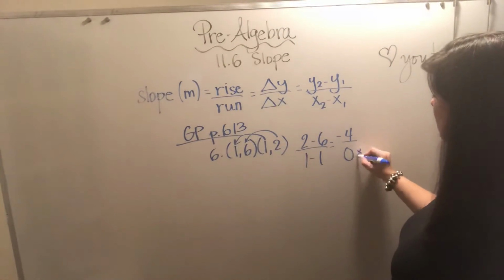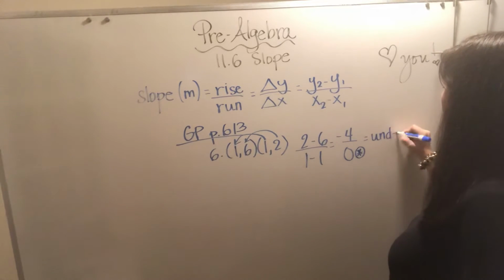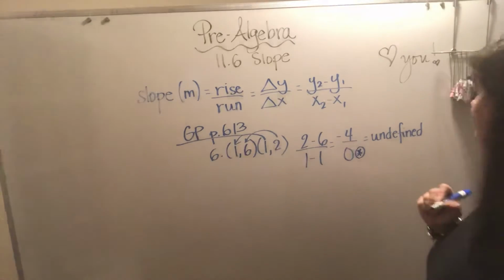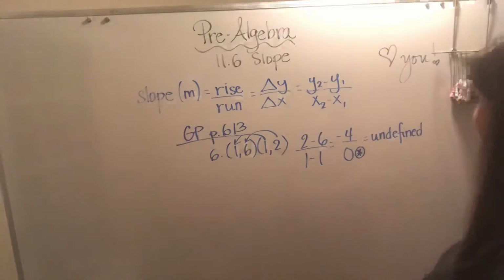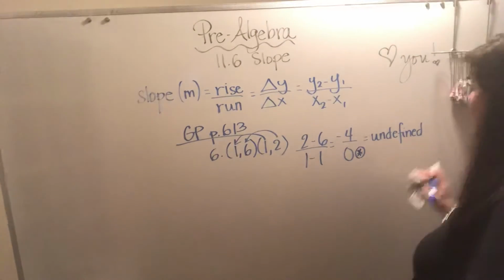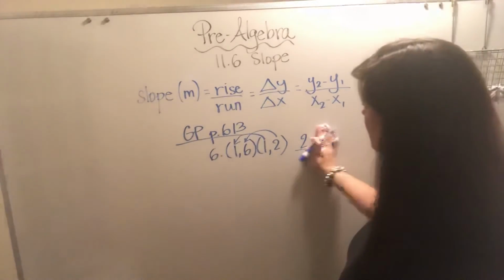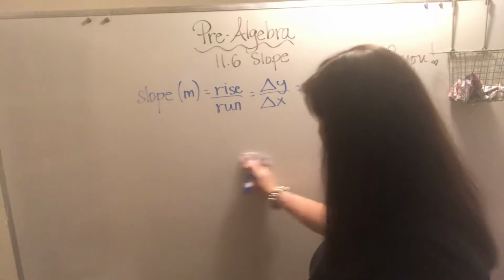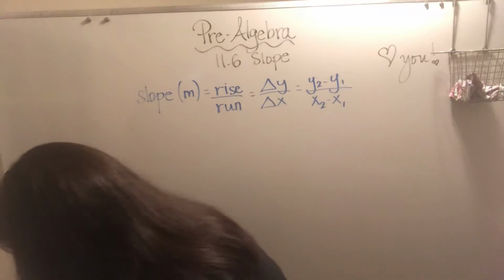Therefore, when 0 is in the denominator, that is an undefined slope. Undefined. It's going to be a horizontal line, right? I'm sorry, a vertical line. Undefined slope. It's going to be a vertical line. So when 0 is in the denominator, your slope is undefined. Okay, so that works through the example on page 613.